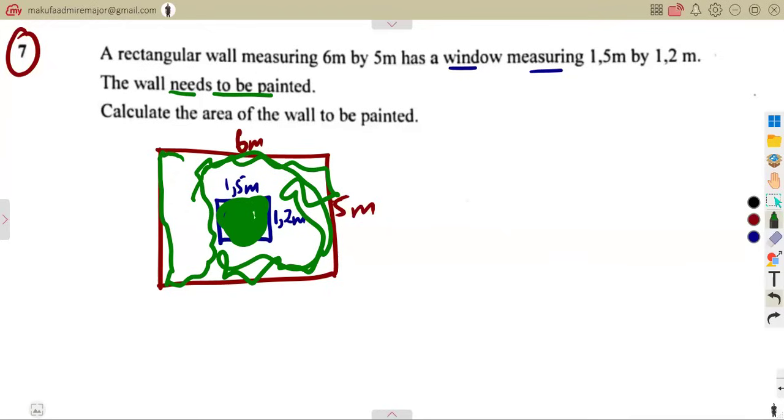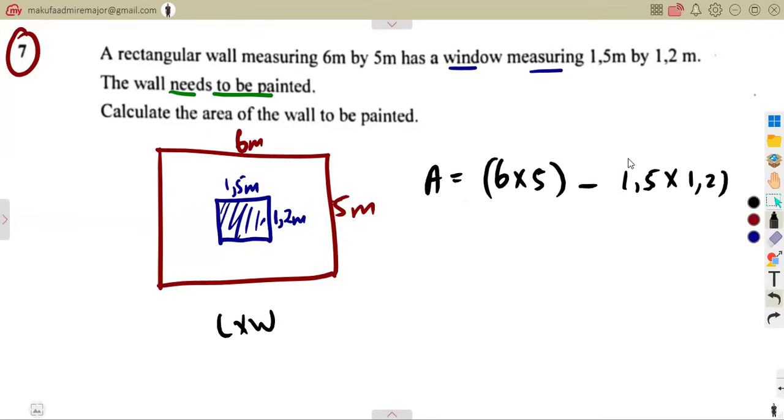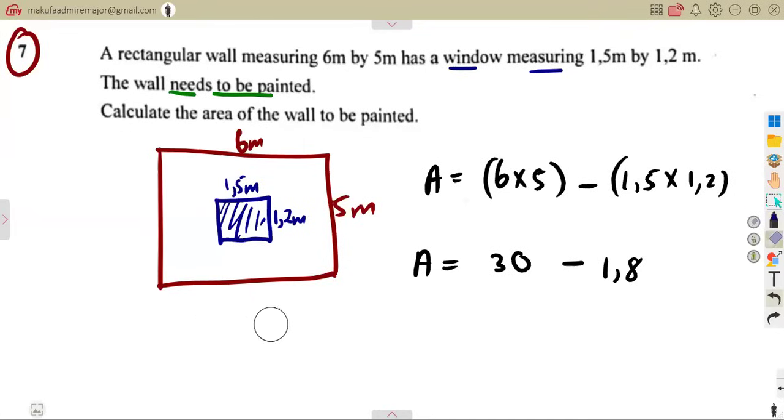So it's just like the area of the unshaded region or area of the whole shape, which is the rectangle minus the rectangle that is inside. So our area was simply going to be, remember, area of a rectangle is length times width. So the bigger rectangle, 6 times 5, minus that smaller rectangle measuring 1.5 by 1.2. So that was going to be our area, 6 times 5, which is 30, minus 1.5 times 1.2, which was going to be 1.8. So they must multiply. That's 1.5 times 1.2. Just ignore the comma in this case.